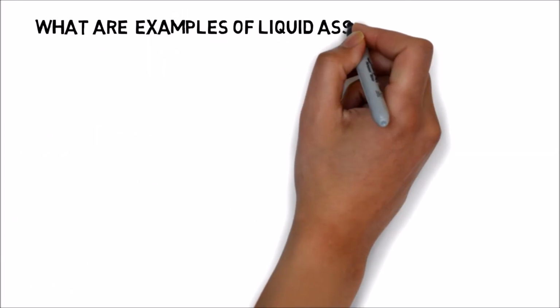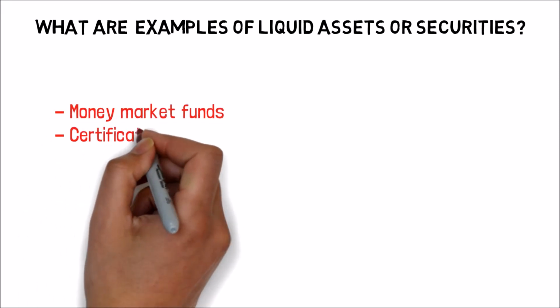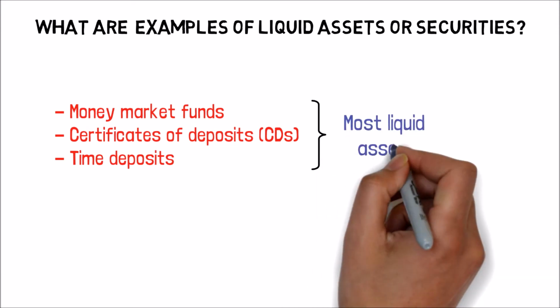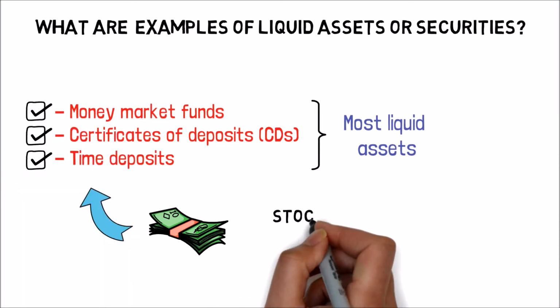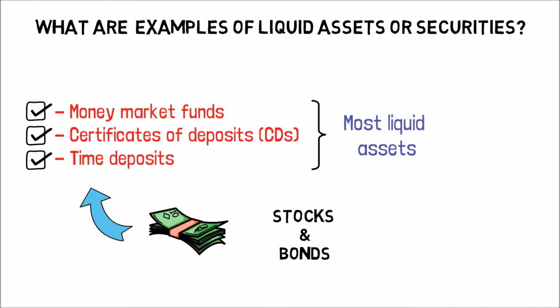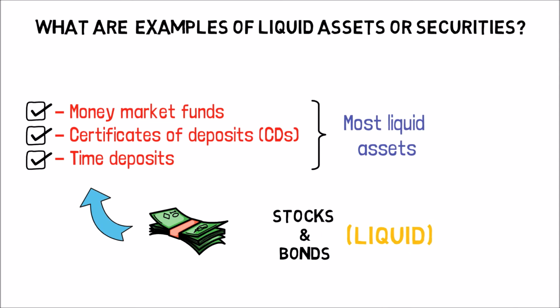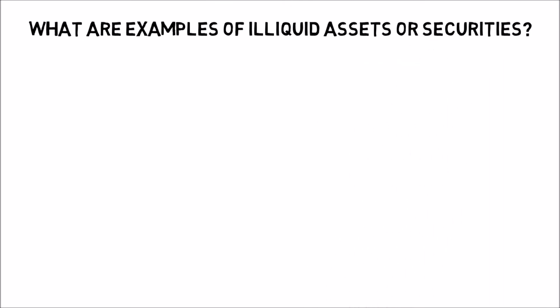What are examples of liquid assets or securities? Money market funds, certificates of deposits, CDs, and time deposits are the most liquid assets. Cash equivalents include things like money markets, CDs, and time deposits. Marketable securities, such as stocks and bonds listed on exchanges, are frequently quite liquid and may be quickly transferred via a broker.